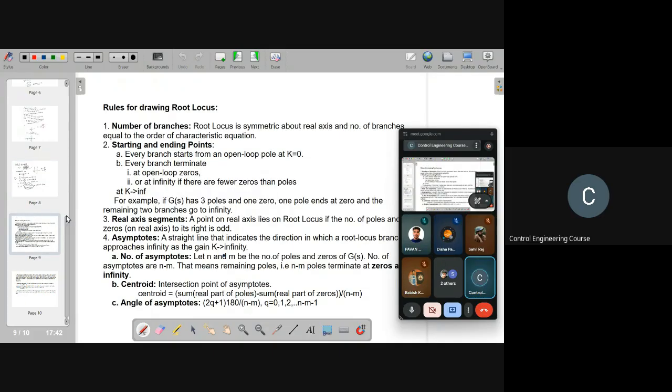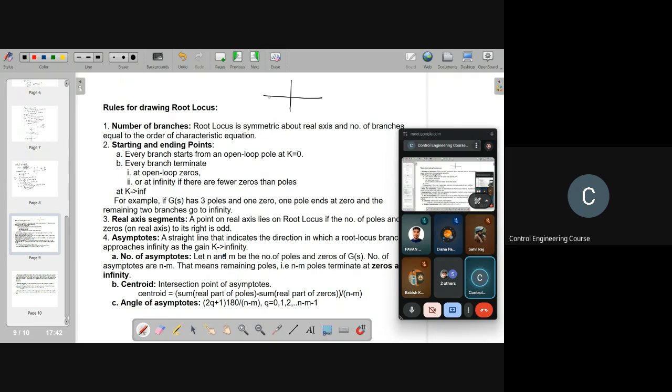So the first rule for this one is rule number one. What is the number of branches for a root locus? Root locus is drawn, you know, right? Because you are analyzing the roots of the characteristic equation, it will be in the S plane. So the number of branches on the root locus is the number of poles of the open loop transfer function, or it is the order of the characteristic equation. So this is the first rule.